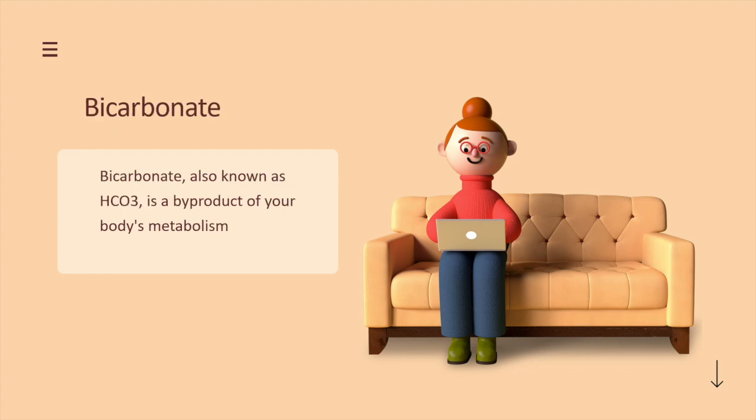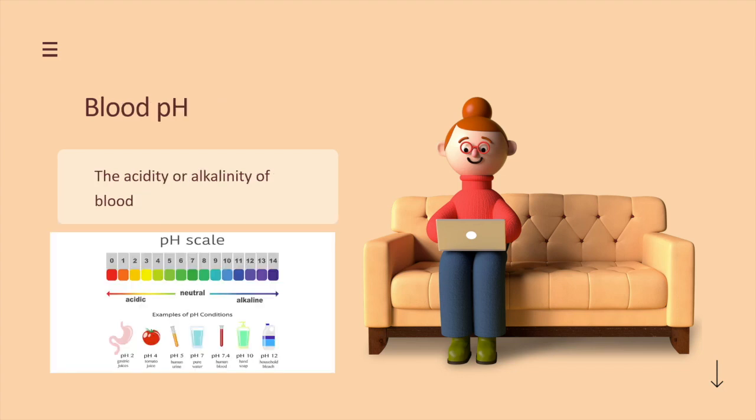Bicarbonate. Bicarbonate, also known as HCO3, is a byproduct of your body's metabolism. Your blood brings bicarbonate to your lungs and then it is exhaled as carbon dioxide. Blood pH: the acidity or alkalinity of the blood. The normal blood pH range is 7.35 to 7.45.